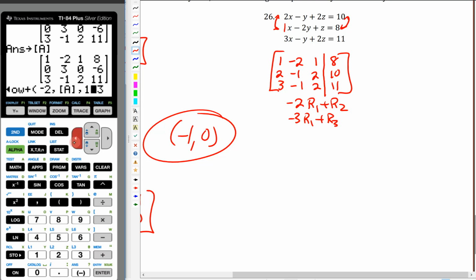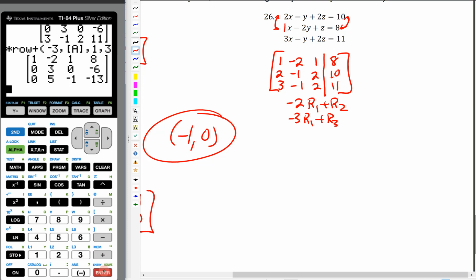Row 1's the one we're multiplying. And then here we've got, let's see, this is a -3. So -3 times row 1 and add to row 3. So it looks like we're in good shape. We're going to go ahead and hit enter. Did what we want, so we're going to save that. Hit enter, there we are. Okay, now we're right here.